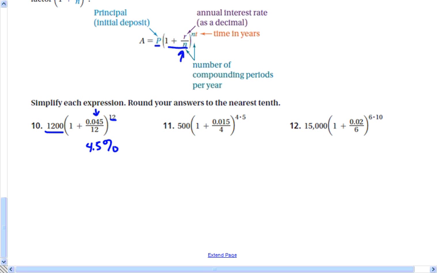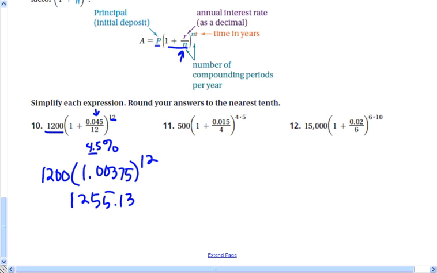So this is going to give us the value in an account that earns 4.5% interest in 1 year's worth. And if you multiply that out, and you can do it a couple ways, but one way you could do it is just simplify the part inside the parentheses. Just do 1 plus 0.045 divided by 12, and that gives you 1.00375. And then we have to do that to the 12th power for 1 year. And if you do that, you should get $1,255.13. Here we're going to round to the nearest cent since we're talking about money.